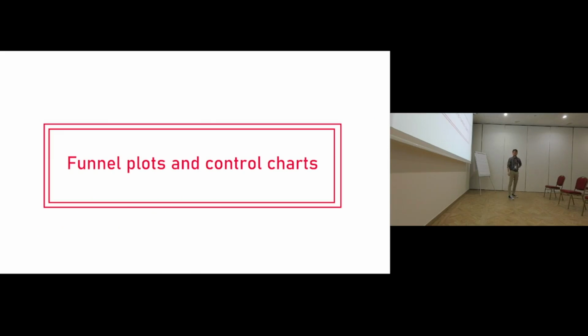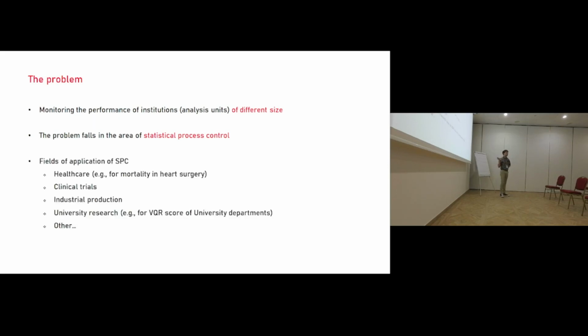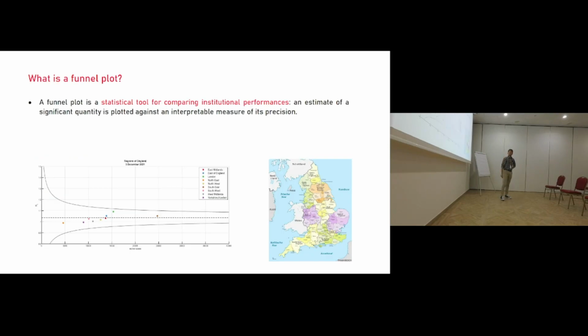So we can start with this first part, funnel plots and control charts. The problem we are trying to tackle is monitoring the performance of institutions or units of analysis of different sizes. This is a very important concept. The problem commonly falls into the area of statistical process control, whose fields of applications are very wide. We've got, for example, healthcare, clinical trials, industrial production, and also university research. For example, the Department of Mathematics in Pavia has recently won the title of the Department of Excellence in Italy, and the analysis was led by a statistical tool of this kind.